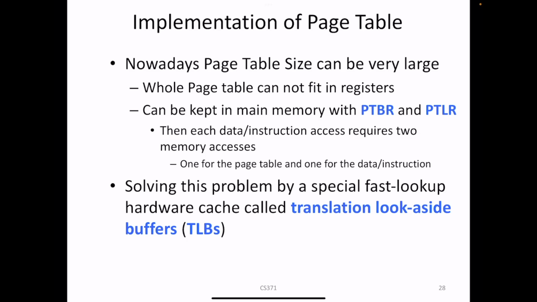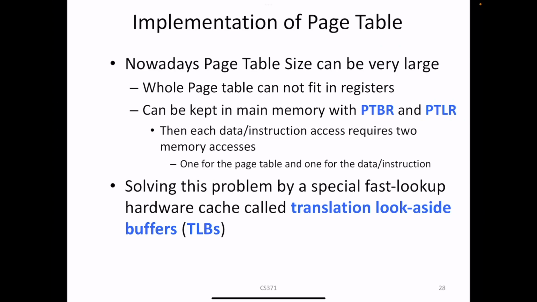In the previous slides, we have talked about the paging allocation mechanism, and the most important component of a paging mechanism is a page table. The efficiency of a page table affects the performance of a paging mechanism. Nowadays, the size of a page table can be very large because the size of a process and the size of data becomes larger and larger. It is very common to deal with gigabytes or even terabytes of data. Therefore, the whole page table cannot fit in registers. Then we need to store the page table in the main memory as well.